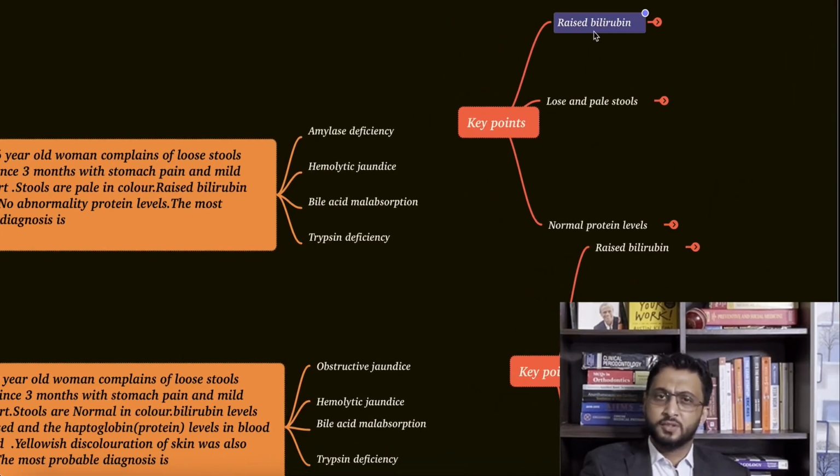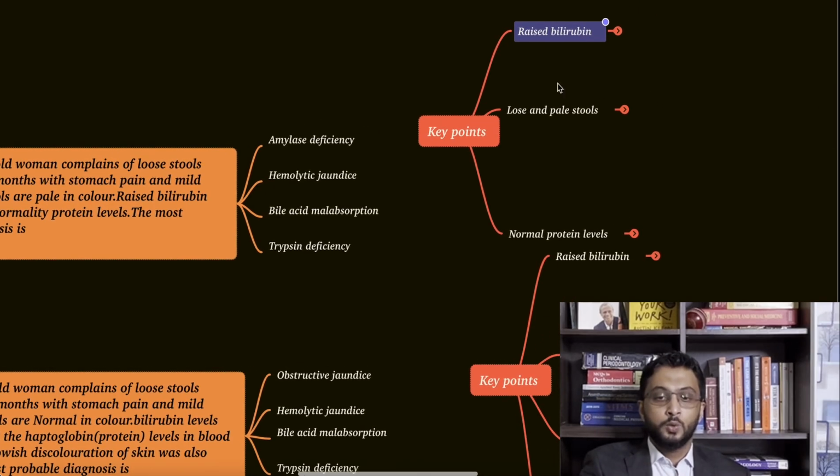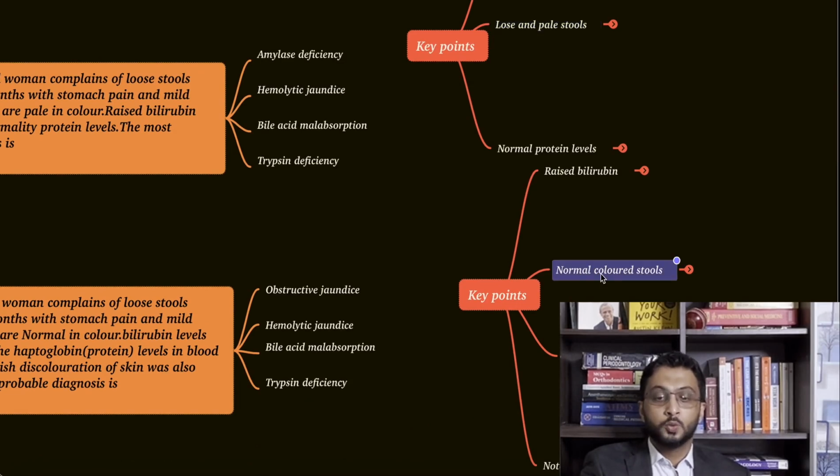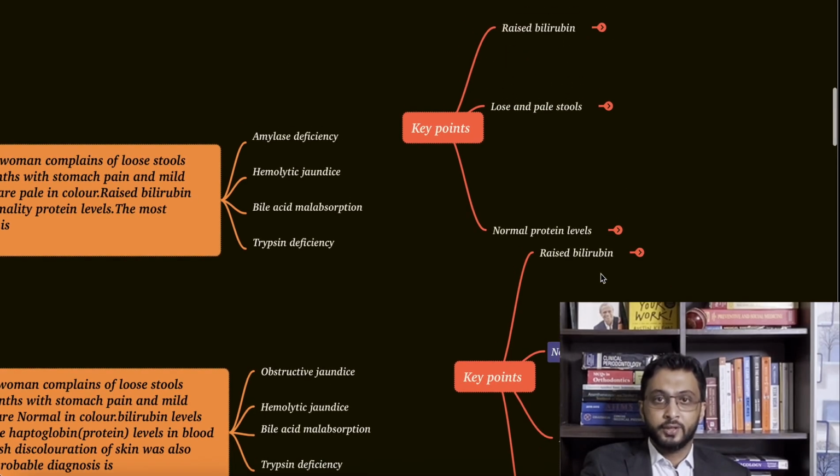Raised bilirubin means it's jaundice. It's not bile acid malabsorption. Okay, it's the jaundice. Both of them are jaundice. Now, you can see there are loose pale stools in one, normal colored stools in the second one. So here there is a difference.